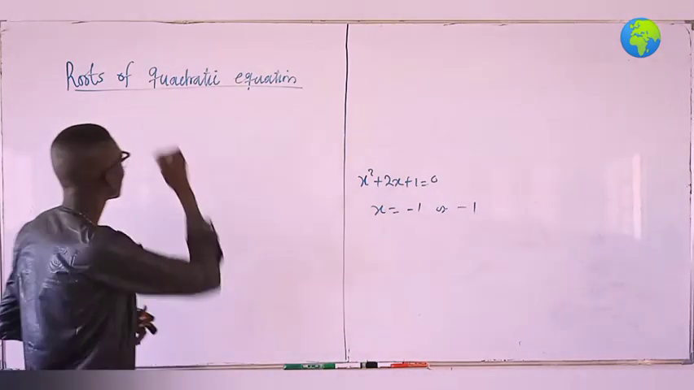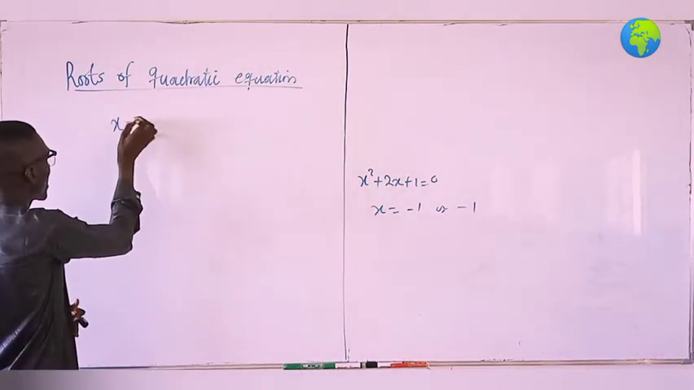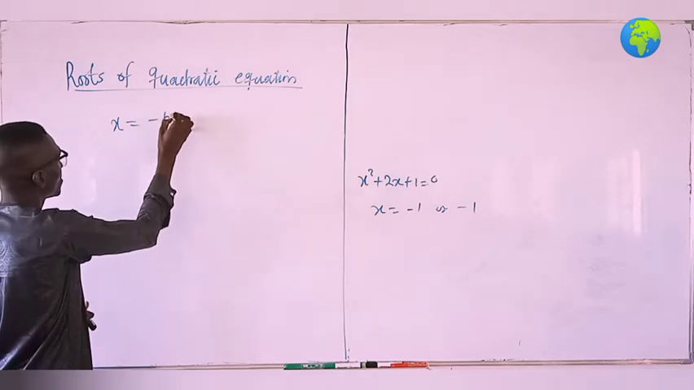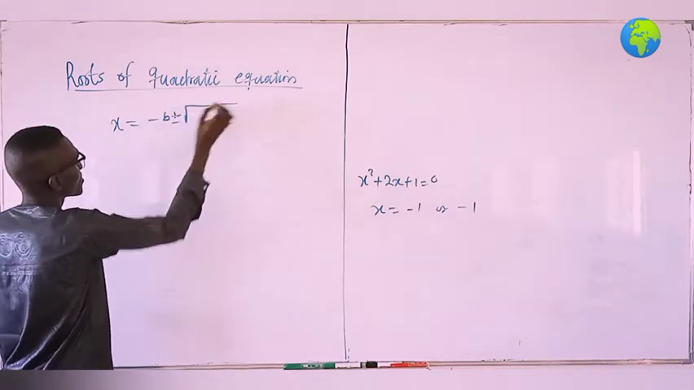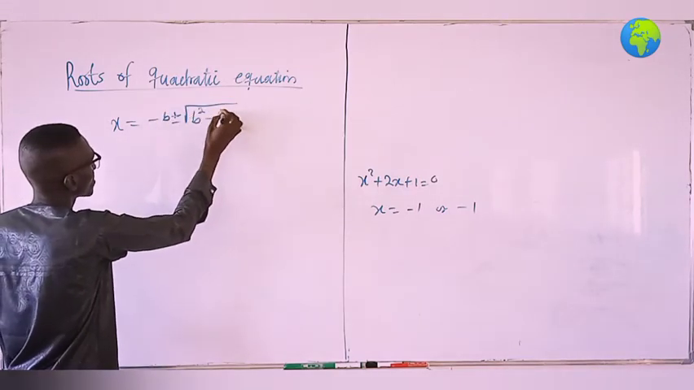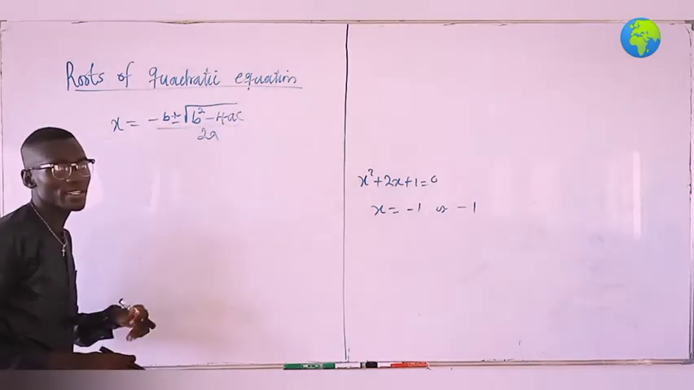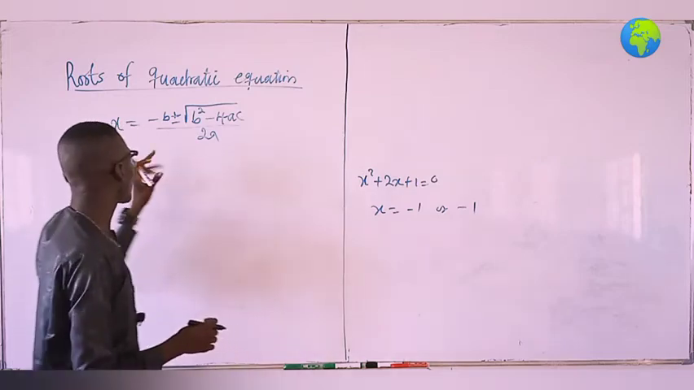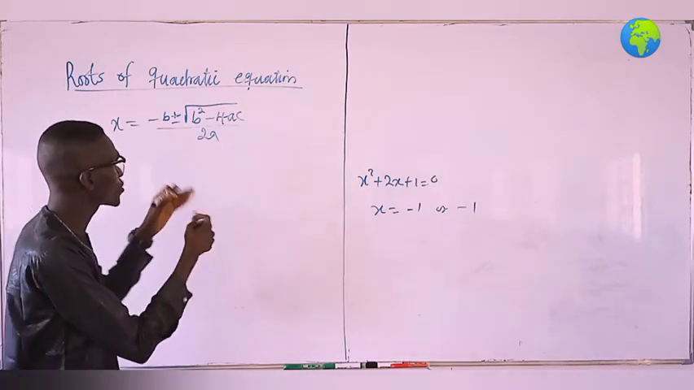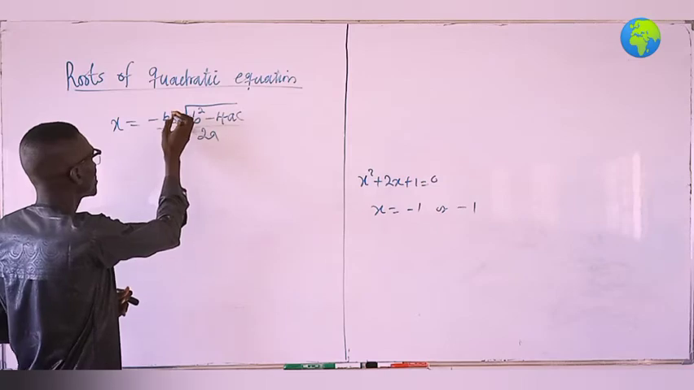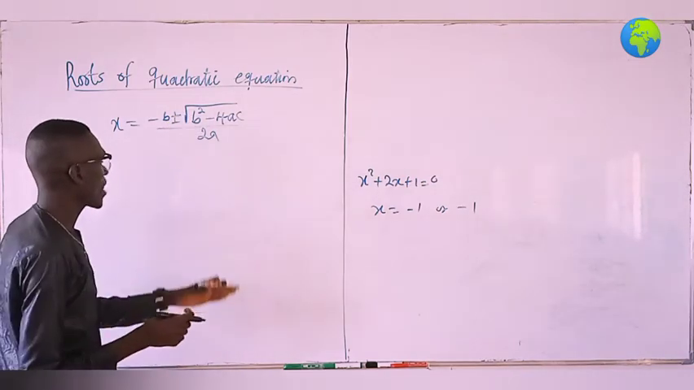So for the roots, let me remind you of the formula. x is equal to minus b plus or minus the square root of b squared minus 4ac, over 2a. That's the quadratic formula, right? So the roots lie between the two answers, the plus and the minus. So how do we tackle that? How do we remove it?